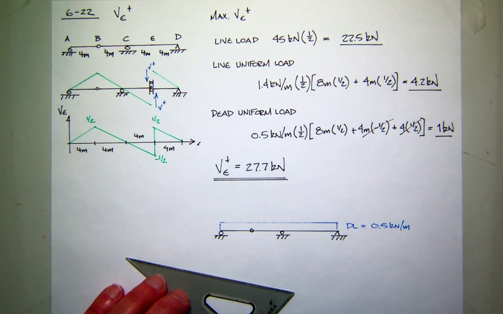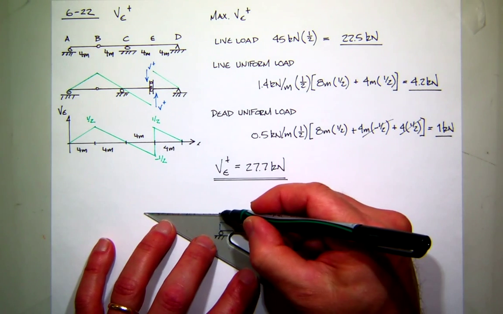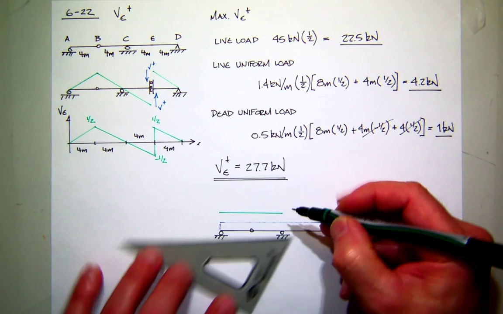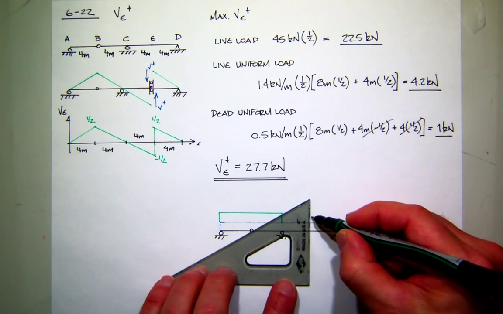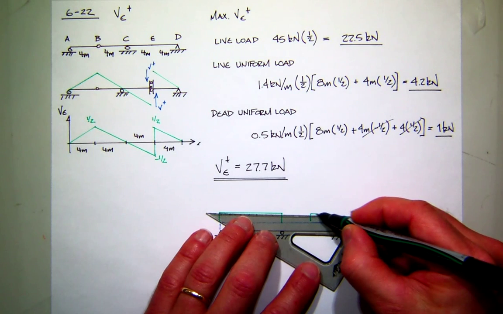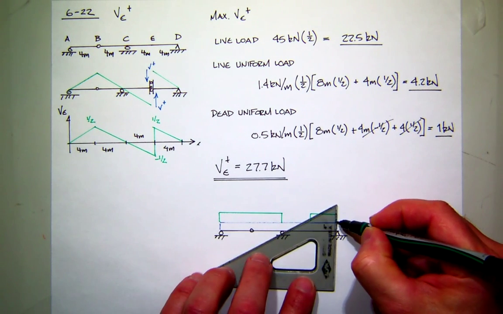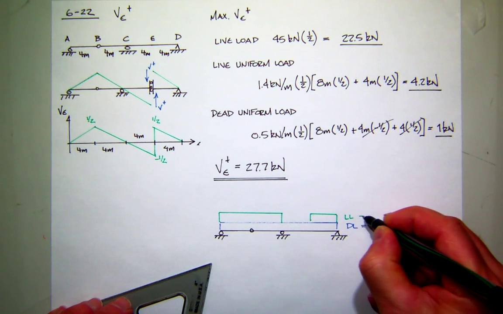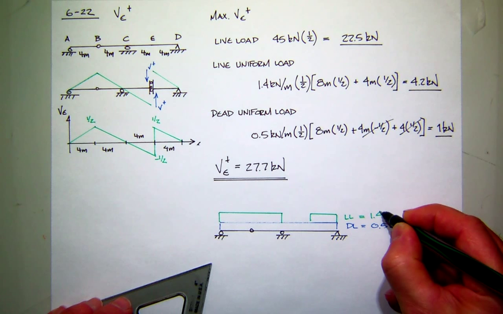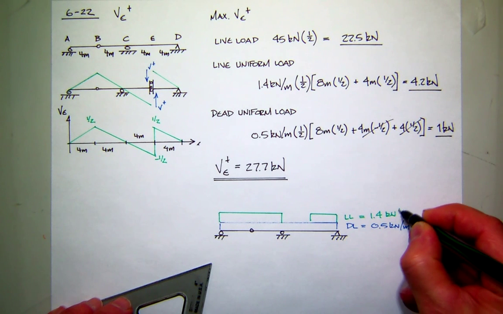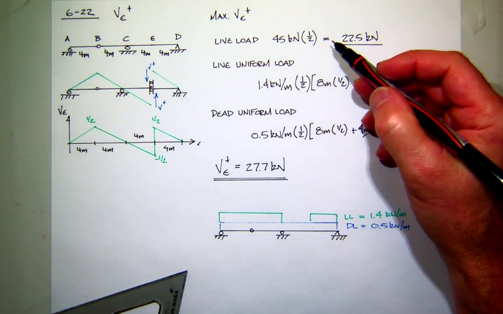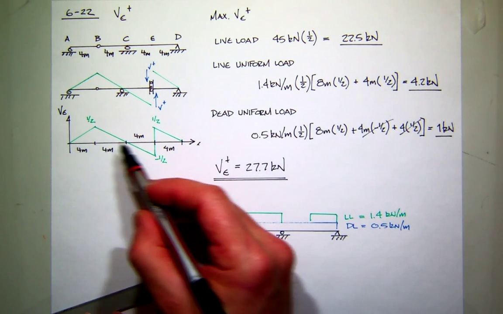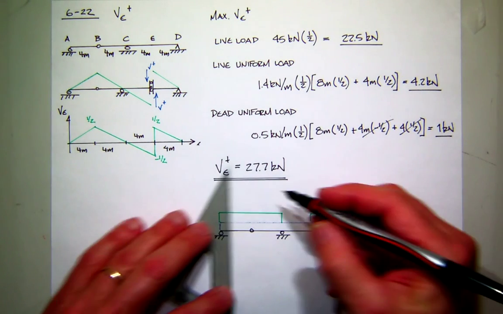Now the live load is a little trickier. It goes over the first 8 meters, stops, and then picks back up over the last 4 meters. That was 1.4 kilonewtons per meter. And then my actual final moving force could have been in 2 locations. It could have been here at B or E. I'm just going to put it at B.